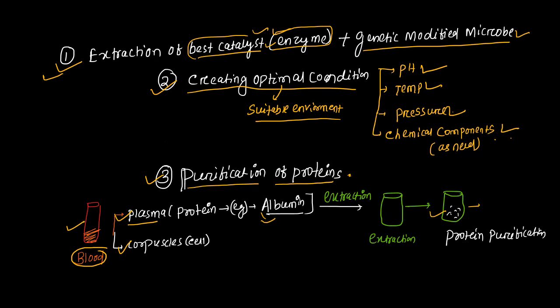So the first one is providing enzymes, the best catalyst. To make this catalyst work properly, we create an optimal condition or suitable environment. And the third one is purification of proteins, so that we can do the things we need.